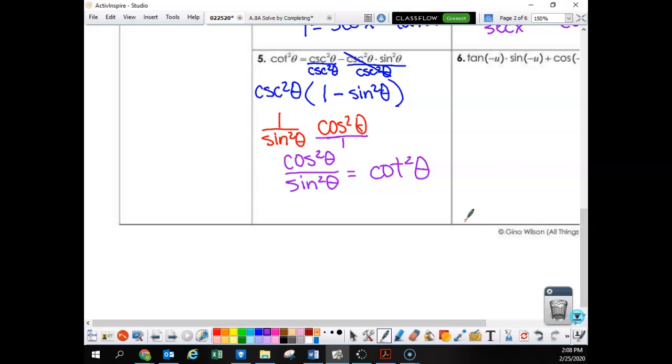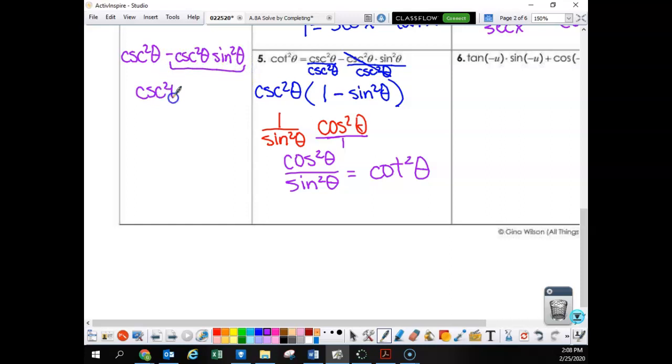There's actually an easier way. Okay, so cosecant squared theta minus cosecant squared theta sine squared theta. Cosecant and sine are reciprocals of each other, right? Sine is a reciprocal of cosecant, cosecant is a reciprocal of sine, right? Whenever two reciprocals are multiplying each other, what does that equal? 1, right? So this just equals 1.